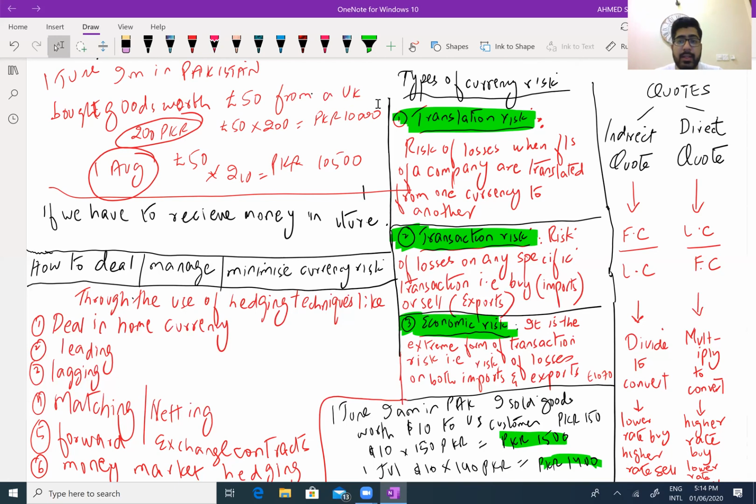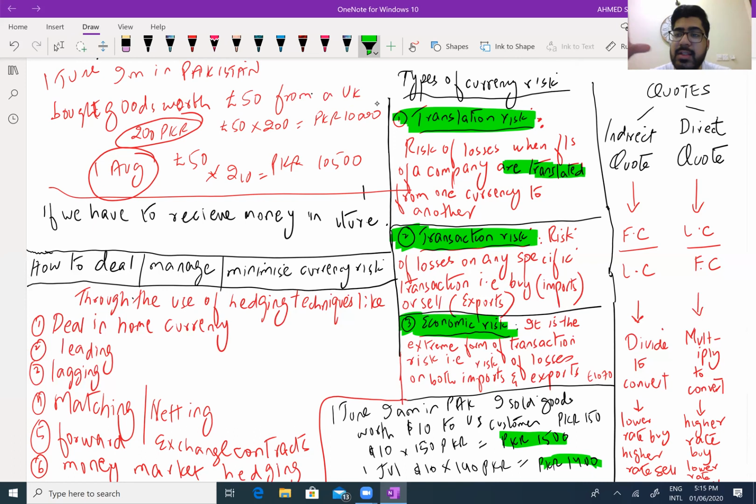Okay. Now, there are three types of currency risk. The first is called translation. Translation means conversion. The second is called transaction risk. And third is called economic risk. Okay, try to understand the difference between all of them. What is the first type of currency risk? Translation risk. Translation risk is the risk of losses when financial statements of a company are translated, converted from one currency to another. Whenever you translate or convert financial statements from one currency to another, you may be exposed to a risk called translation risk.